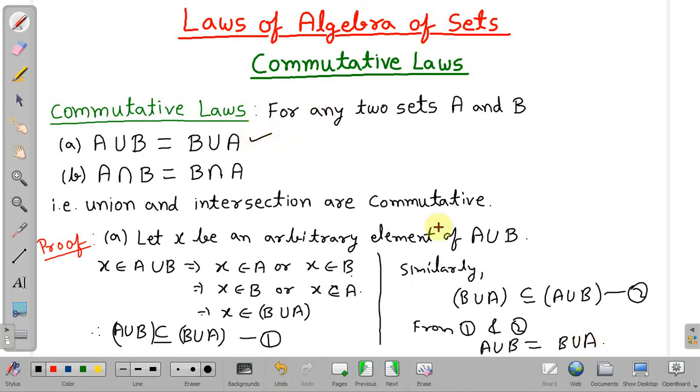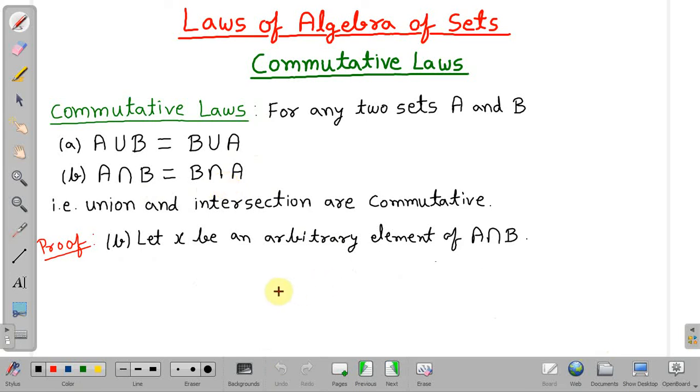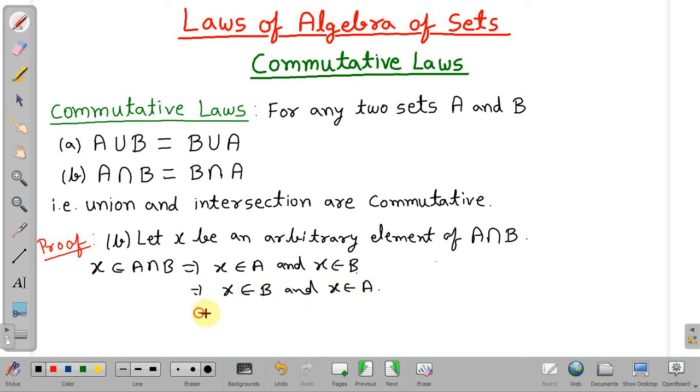Next, we have to prove part B, that is, A intersection B equals B intersection A. Suppose here also x is an element of A intersection B. Intersection means AND, so x is an element of set A and x is an element of set B. We can write elements in any order, so x is an element of set B and x is an element of set A, or we can write x is an element of B intersection A. We have assumed x as a general element of A intersection B and concluded that x is an element of B intersection A.